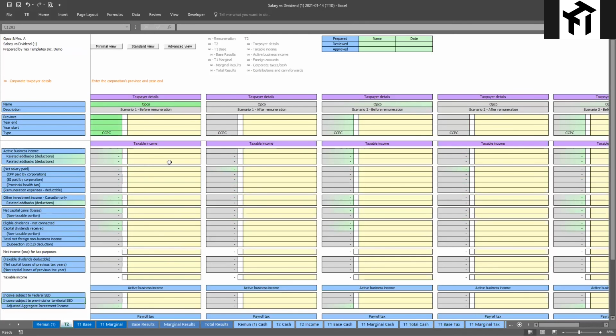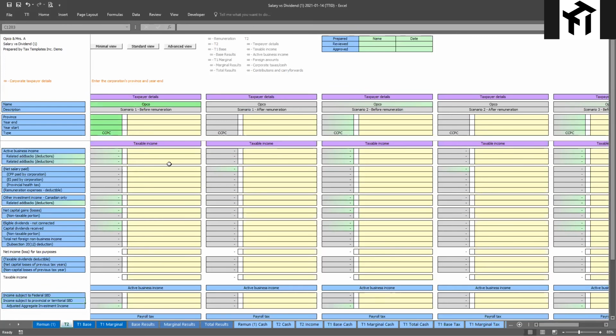All right, so what we're going to do is get started on the salary versus dividend one solution. The purpose of this worksheet is if we're looking to optimize salary versus dividend for one shareholder, and we can do it two ways, and I will get into those details very shortly.